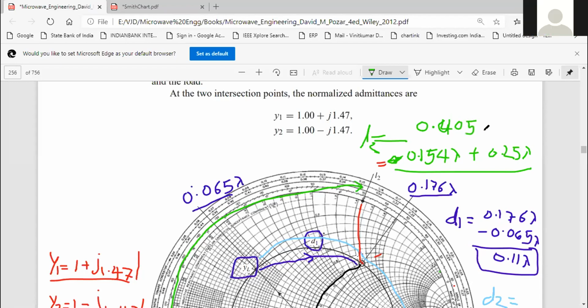Yes, sir, 0.405. So it will be 0.404 or 0.405. Here you are taking 4, so it is 4; in the book or somewhere else, it is 5. So this is your answer. This is your L2. So you got your L2, you got your L1.